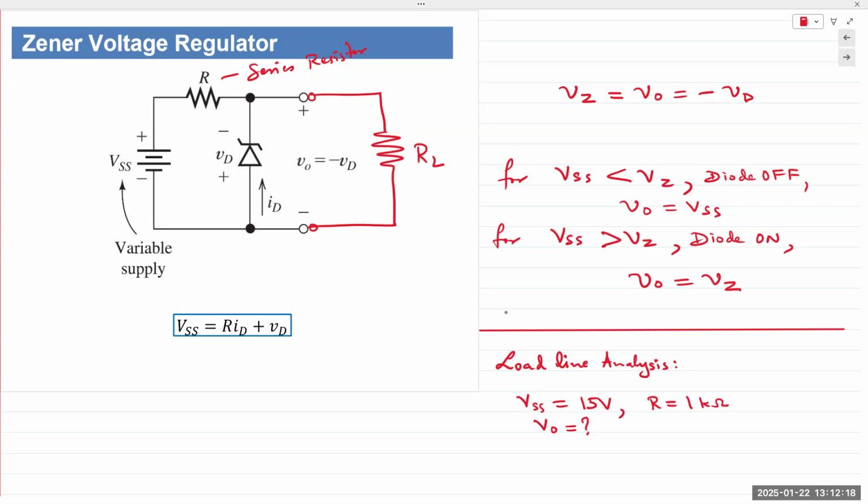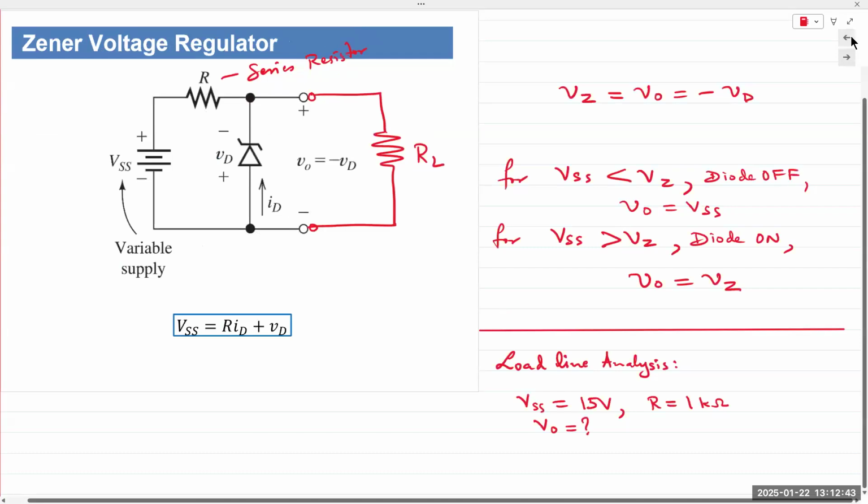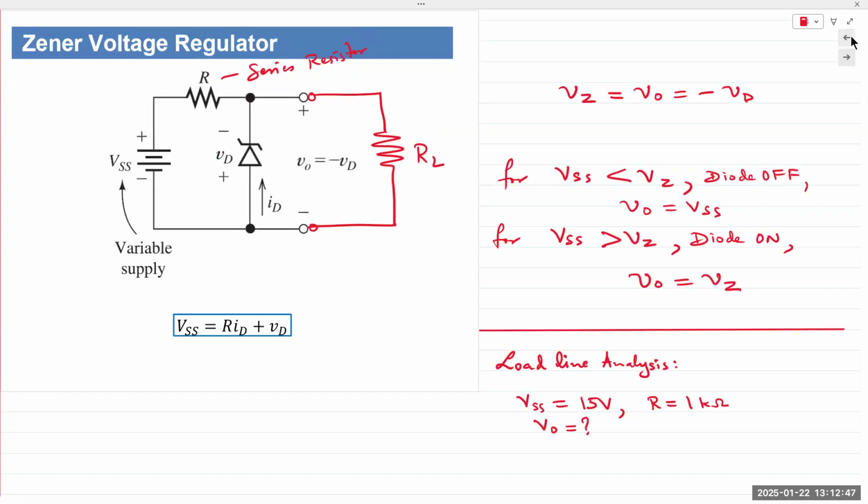We don't know what the Zener diode is. And in this case, we actually don't even care about the specs. But what we are given is the diode characteristic. So the diode characteristic is given to us. Okay, that's on the next slide. So based on these, we need to find a solution for the diode voltage and the diode current.